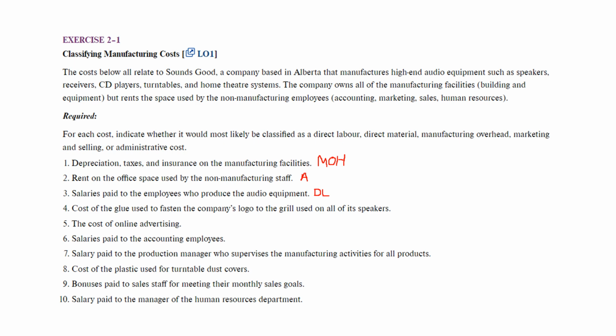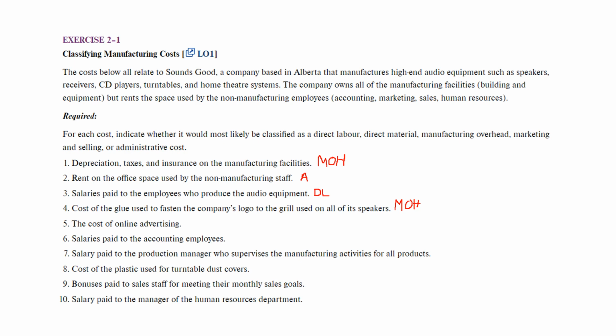Next is the cost of the glue used to fasten the company's logo to the grill used in the speaker. So this one would again be manufacturing overhead. And the reason being is that the glue would likely be very low per speaker, like the amount they would have to use. So it'd be really difficult and not really beneficial for us to track. It's kind of an indirect material. And so we're going to lump it in with our manufacturing overhead.